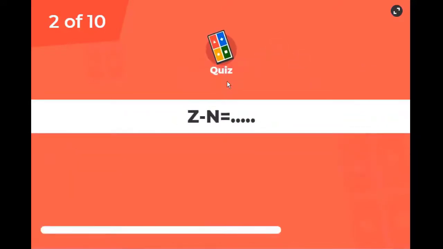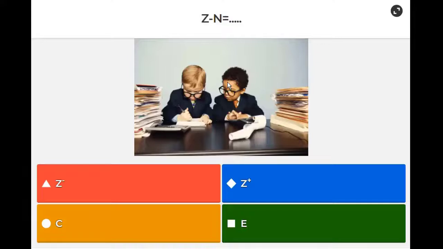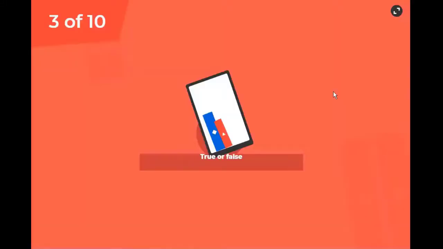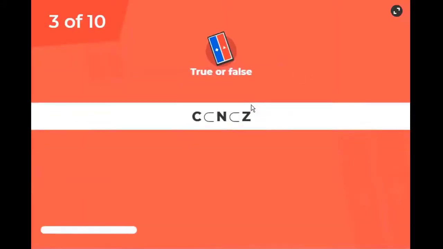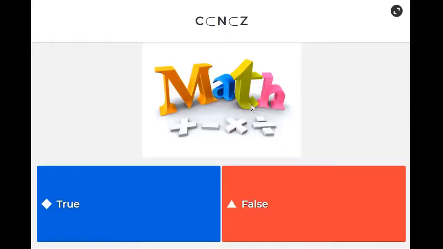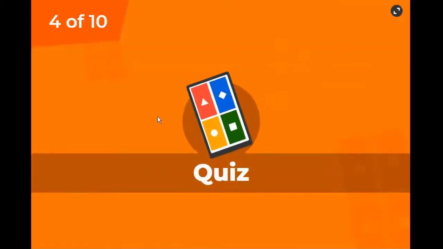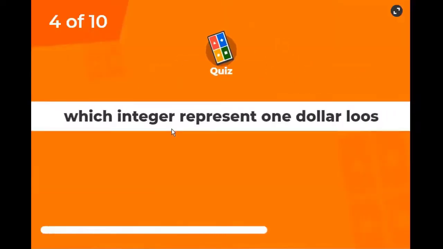Question number 2, integers minus natural numbers. If we remove the elements of natural numbers from the elements of integers, we get the negative integers. Question number 3, counting numbers subset of natural numbers subset of integers. That is true, because counting numbers are a subset of natural numbers, which are a subset of integers.